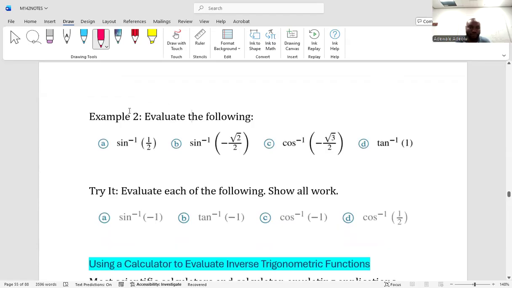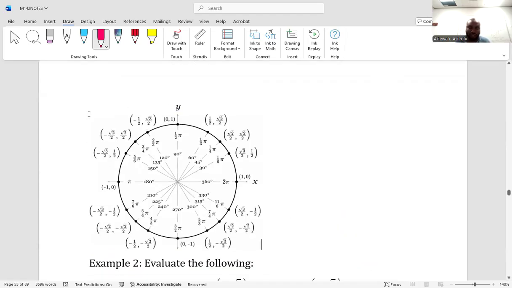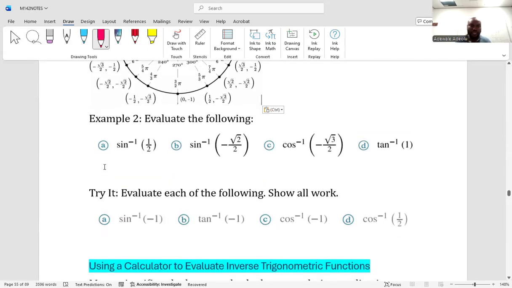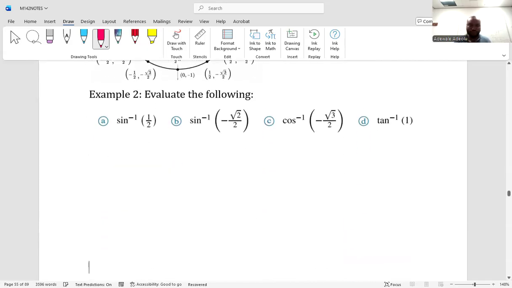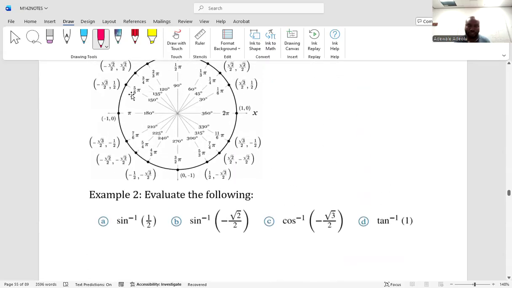So, example, let me see if I can push this so that I can use it. Okay. Example 2.